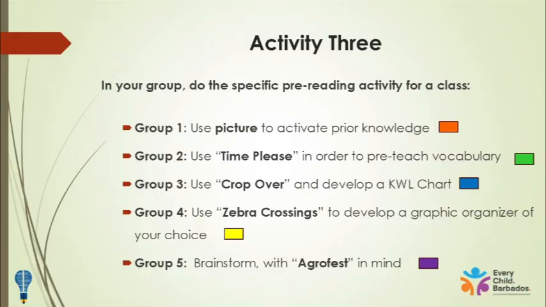So we're going back into our next activity, activity 3. Our red group, you have a picture, and based on what your handout says about activating prior knowledge, you are going to use the picture that you have been given to get some prior knowledge for your pre-reading activity.